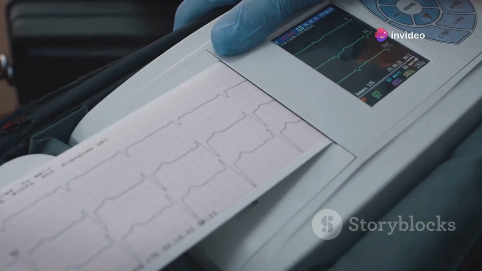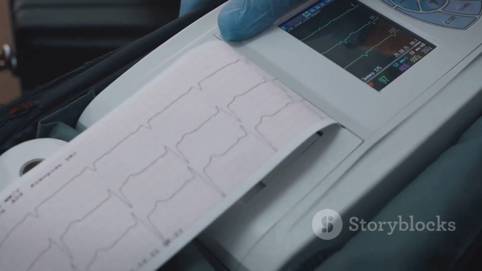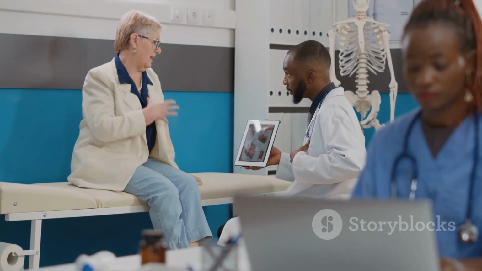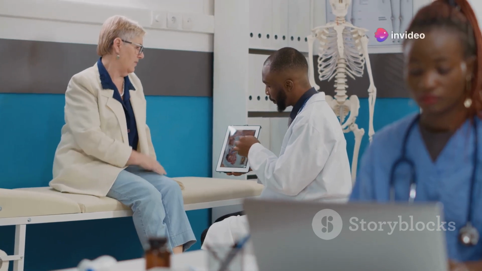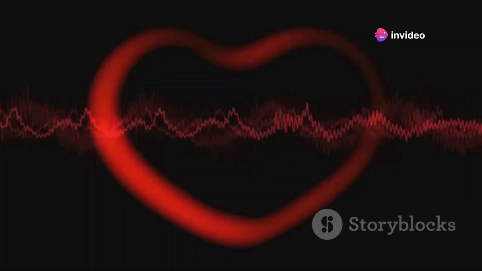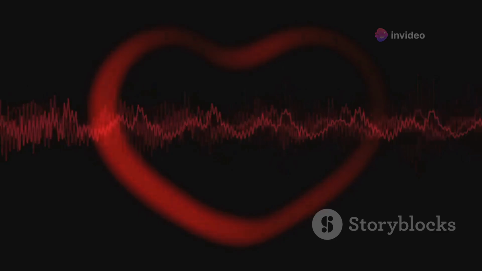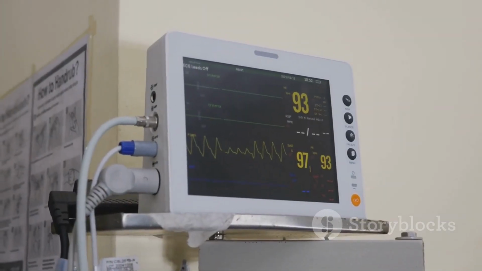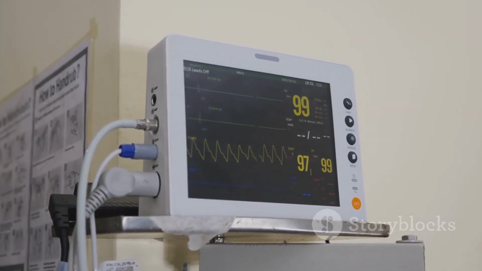This information is then displayed as a series of waves and complexes on a screen or printout. Understanding the ECG is crucial for diagnosing and managing a wide range of heart conditions. Imagine the heart as a powerful pump, rhythmically contracting and relaxing to circulate blood throughout your body. The ECG acts like a microphone, capturing and amplifying these faint electrical whispers.